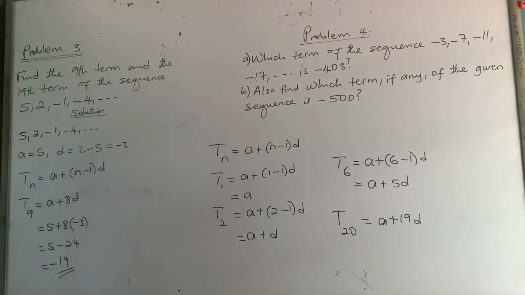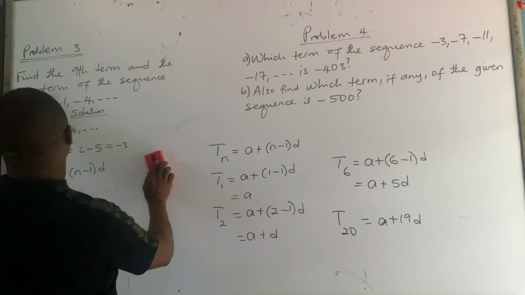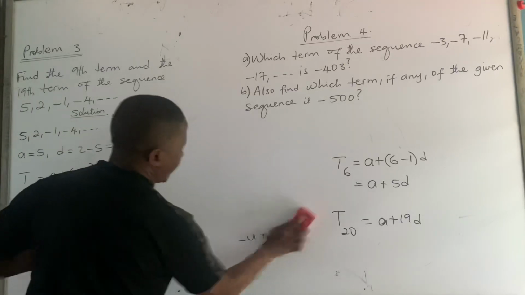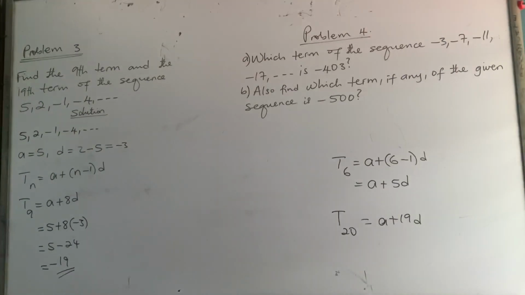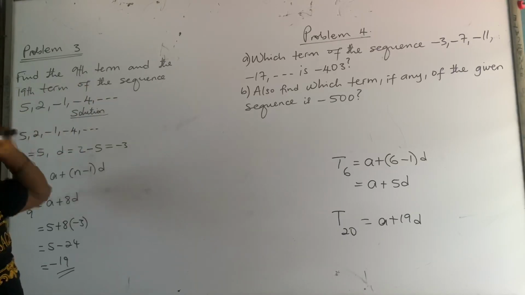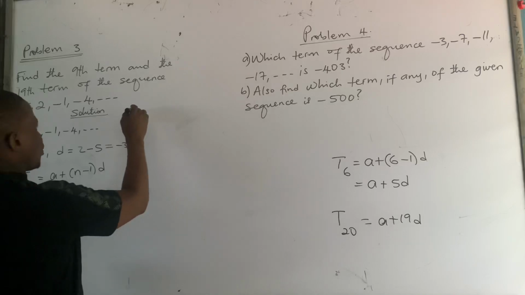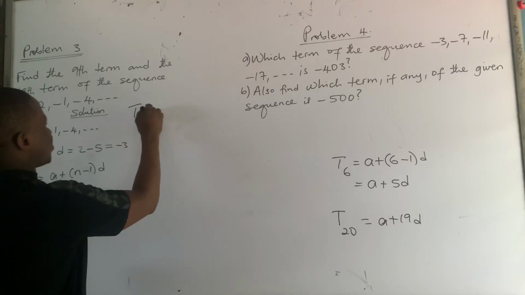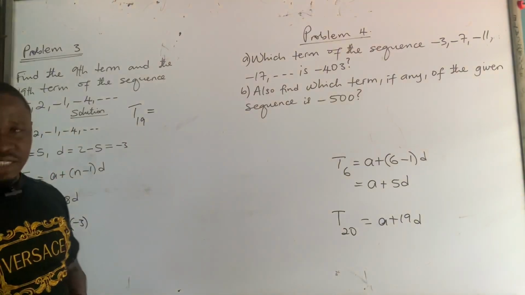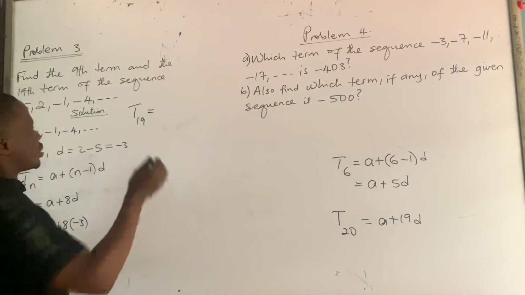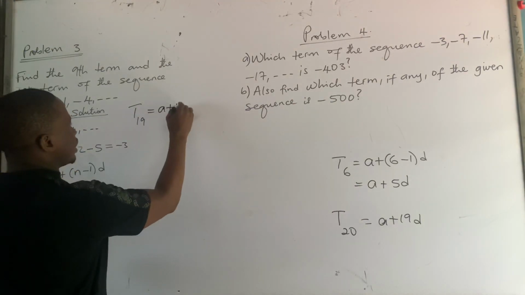All right. We want to find the 19th term. Find the 9th term and the 19th term of this particular sequence. If we are to find the 19th term, ask yourself, 19 minus 1 is 18. So you say A plus 18D.